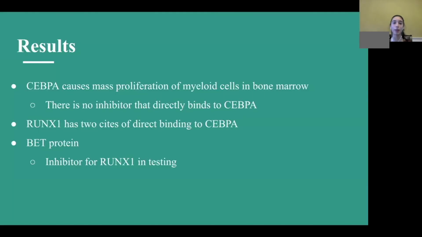This leads me to my results slide. To end off the presentation, CEBPA causes mass proliferation of myeloid cells in the bone marrow. There's no inhibitor that directly binds to CEBPA. Thus, through RUNX1, we can inhibit the expression of CEBPA. My identification of a novel inhibitor included the BET protein, which is still in testing but could be used.